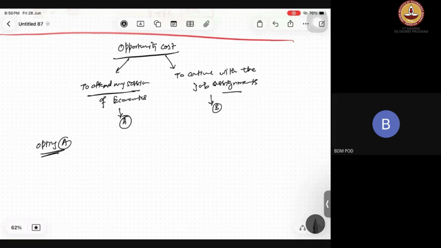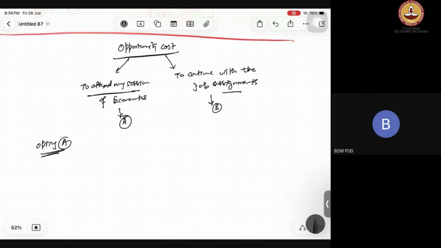Coming to that, opportunity cost is the next best alternative you give up when making a choice. Why are you making a choice? Because you have limited resources.